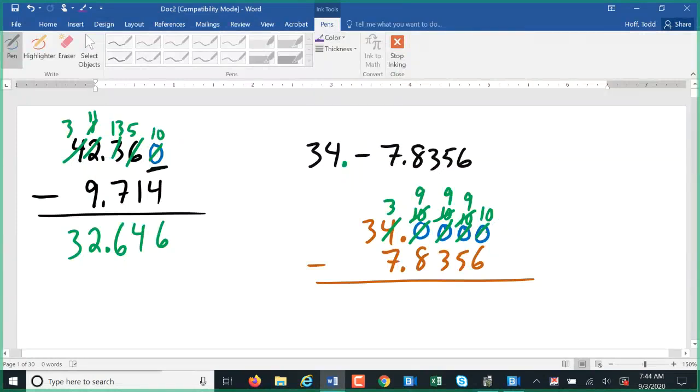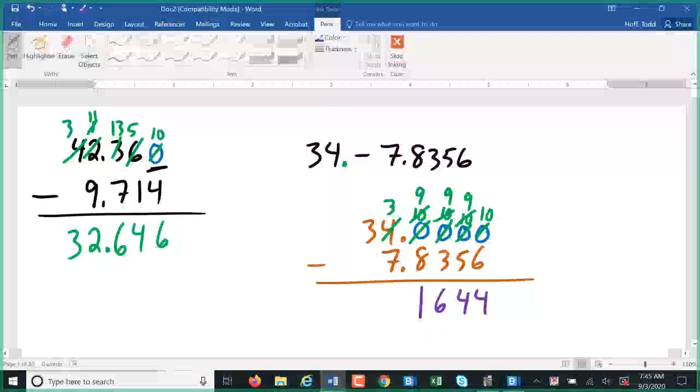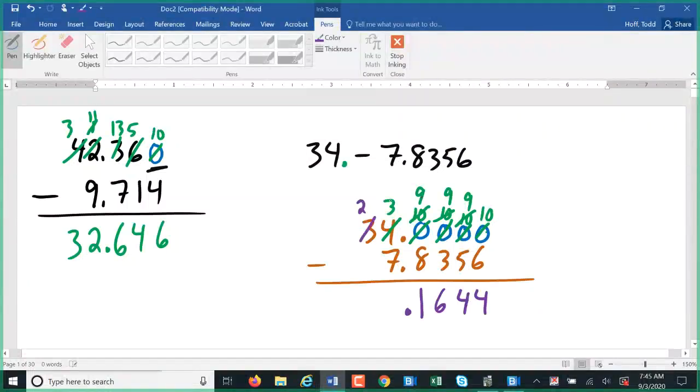So now we can go ahead and subtract. 10 minus 6, of course, is 4. 9 minus 5 is also 4. 9 minus 3 is 6. 9 minus 8 is 1. Once again, once we hit the decimal point, we have to bring that decimal point straight down before we pass it. 3 minus 7 can't be done, so borrow, that's a 2, and this is a 13. 13 minus 7 is 6, and we bring the 2 straight down.